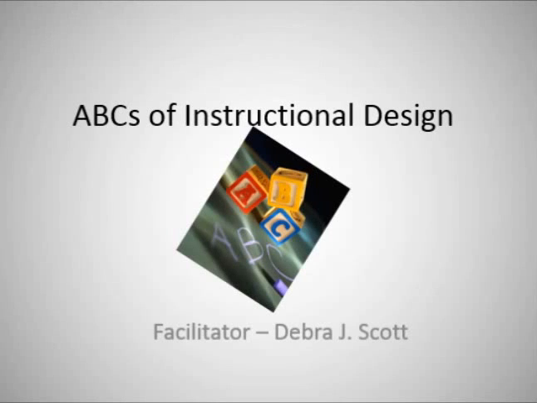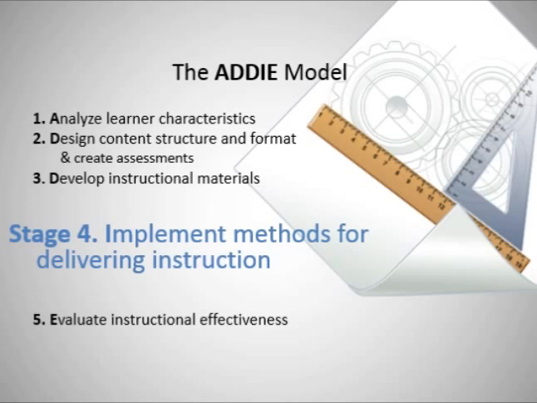This section of the ABCs of Instructional Design focuses on the implementation stage of the ADDIE instructional design process. Using the ADDIE model, you begin by focusing on the learner. Next, you determine what the learner should know and understand as a result of completing your lessons. Then you develop your instructional materials. And in Stage 4, you deliver your instruction.